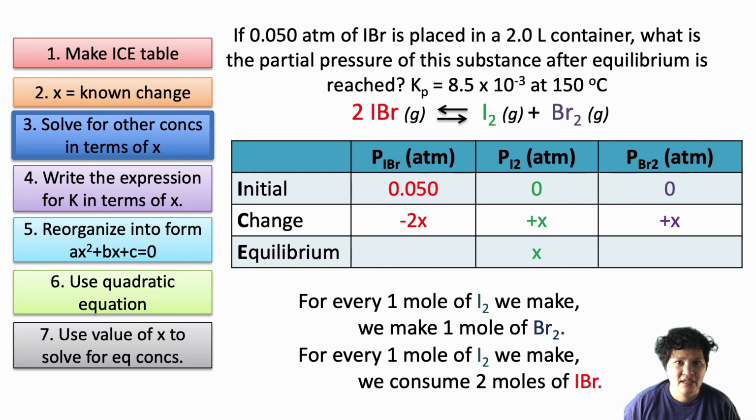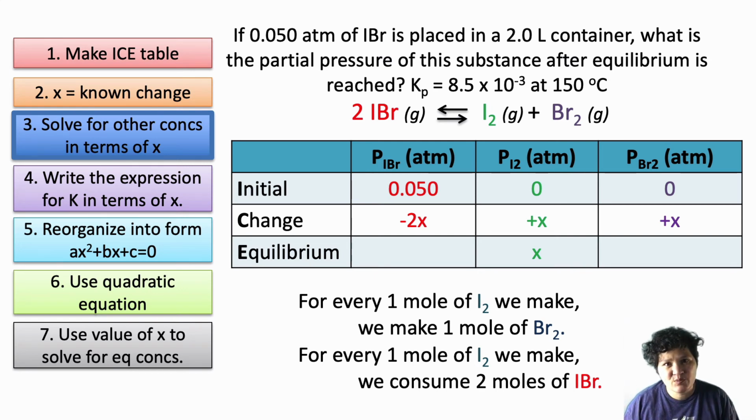So let's now go on to step 3 and use our stoichiometric ratios to solve for other concentrations in terms of X. Let's look at the other product. For every mole of iodine, we also make 1 mole of bromine. We made X moles of iodine, so we also therefore make X moles of bromine, and then our equilibrium concentration will also be X. Now let's look at the change for iodine bromide. For every mole of iodine that we make, we consume 2 moles of iodine bromide. So we're going to get fewer moles of iodine bromide over time.